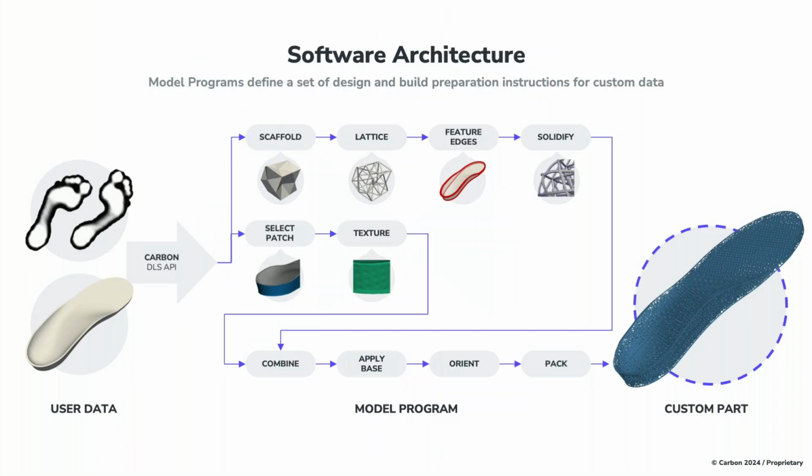From there, it goes into the Carbon DLS API. It goes through a latticing process to create the lattice, add some feature edges for aesthetic purposes, and turn it all into a triangle mesh. Sorry, Dwan, we use STLs. I'm sorry.